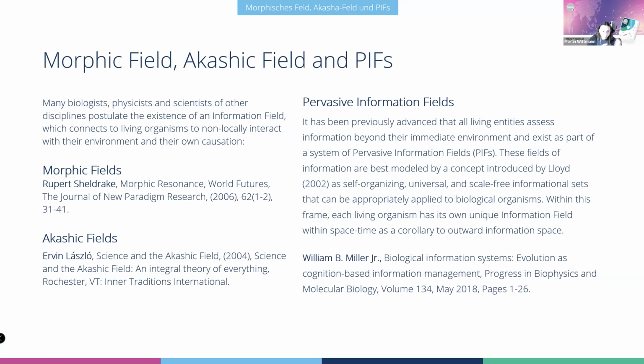We have the Akashic fields, which is, for example, heavily used and explained by Erwin Laszlo. You have persuasive information fields, which is also used heavily in science. And you have basically William B. Miller, who's one of the main characters that used this kind of wording. But at the end of the day, it's all the same.